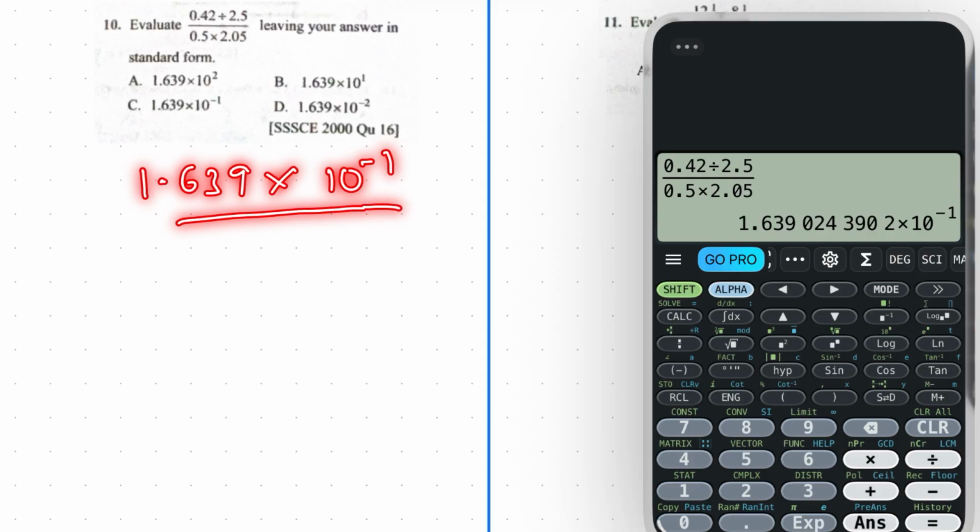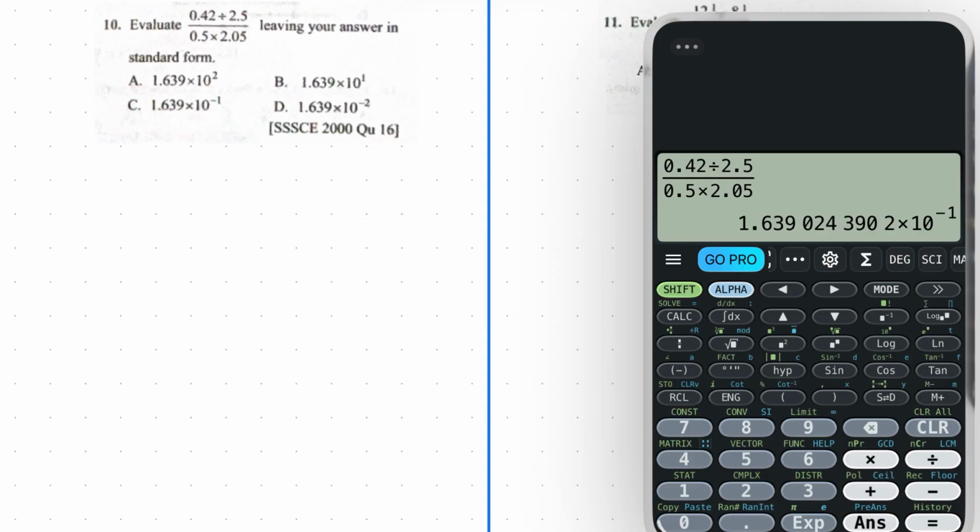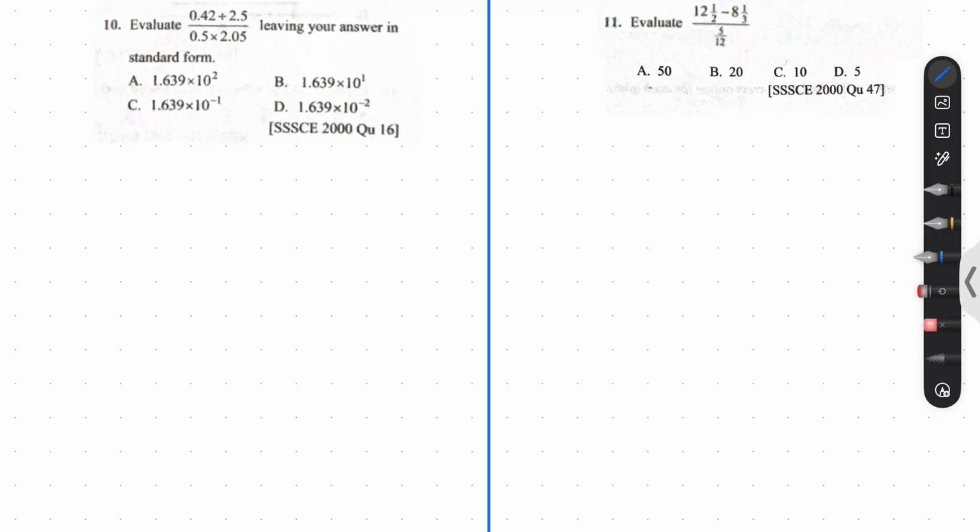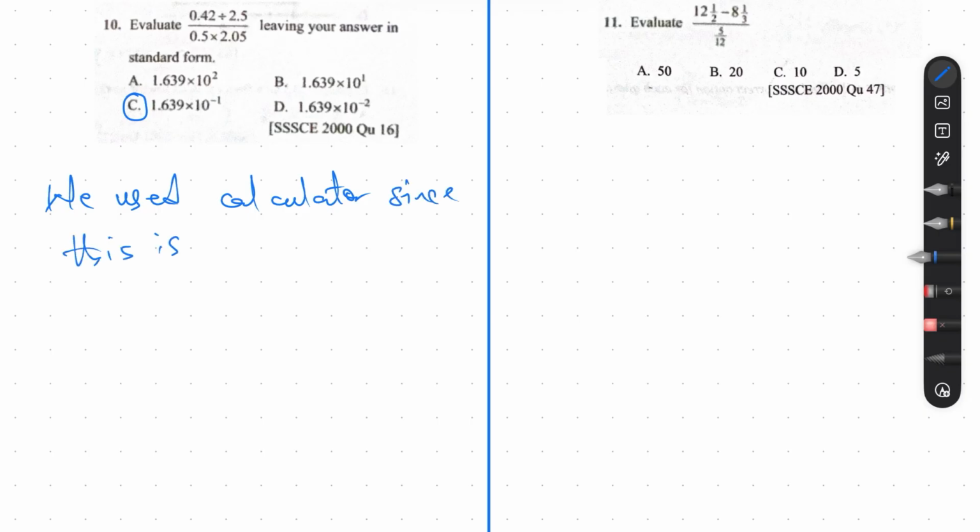So that's our answer. Do we have it here? Yes, we have it here. So our answer is C. Cool. Our answer is C. So we used a calculator since this is objective. Very simple.